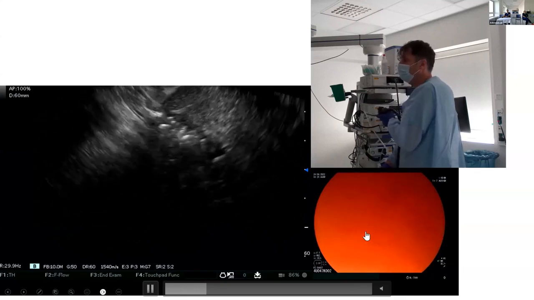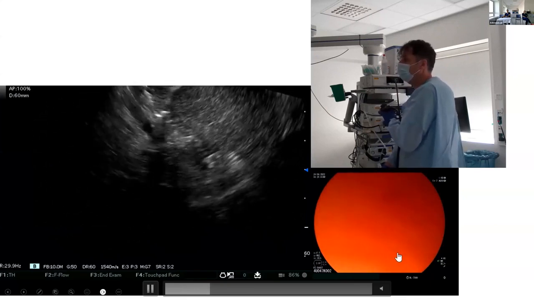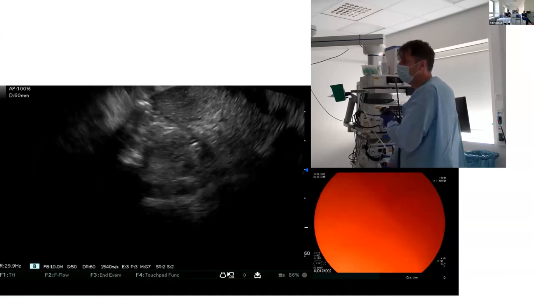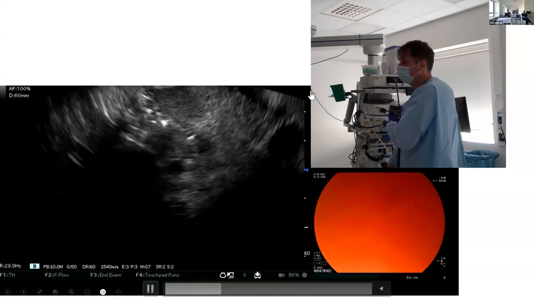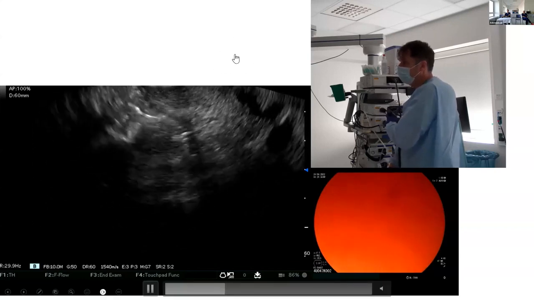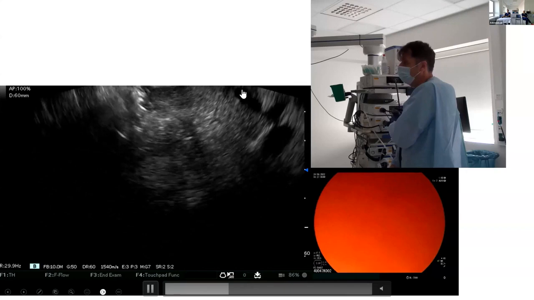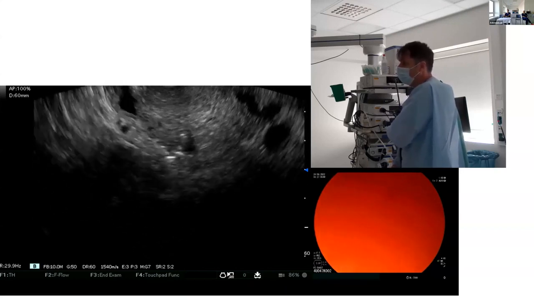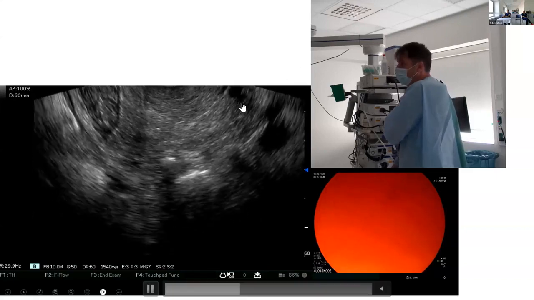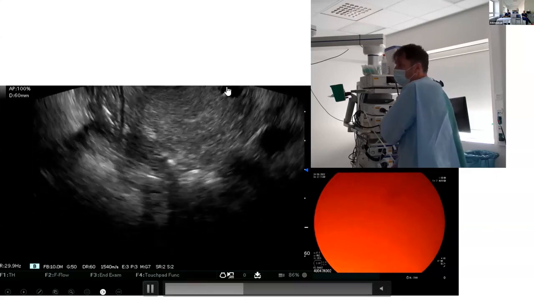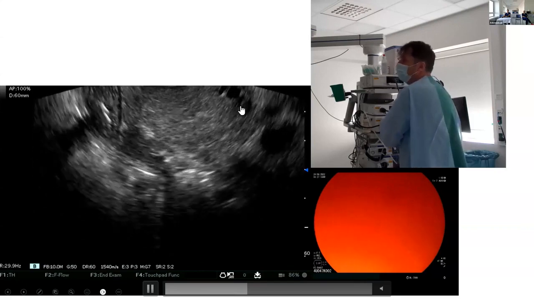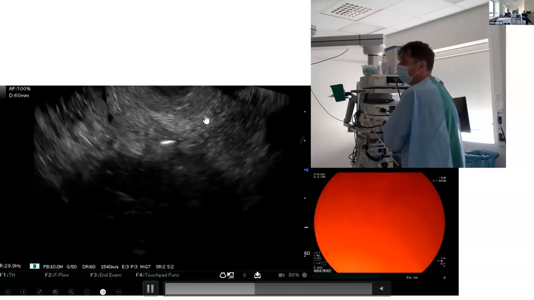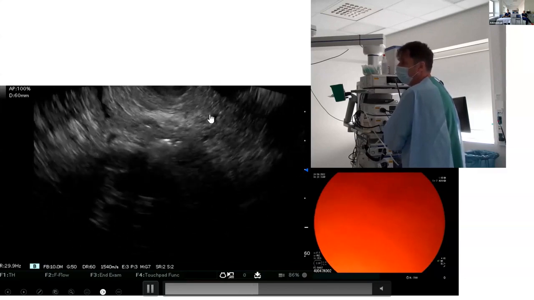So we are now with our EUS scope in front of the papilla, and the transducer is just put at the level of the papilla. We will look now at the upper right part of the screen, and we make small, tiny clockwise, anti-clockwise turns while we are slightly withdrawing the endoscope until we see channels appearing. And you see already that there is one channel appearing here. The first channel that appears is the pancreatic duct. So this is the pancreatic duct. You can put Doppler flow in it if you're in doubt.